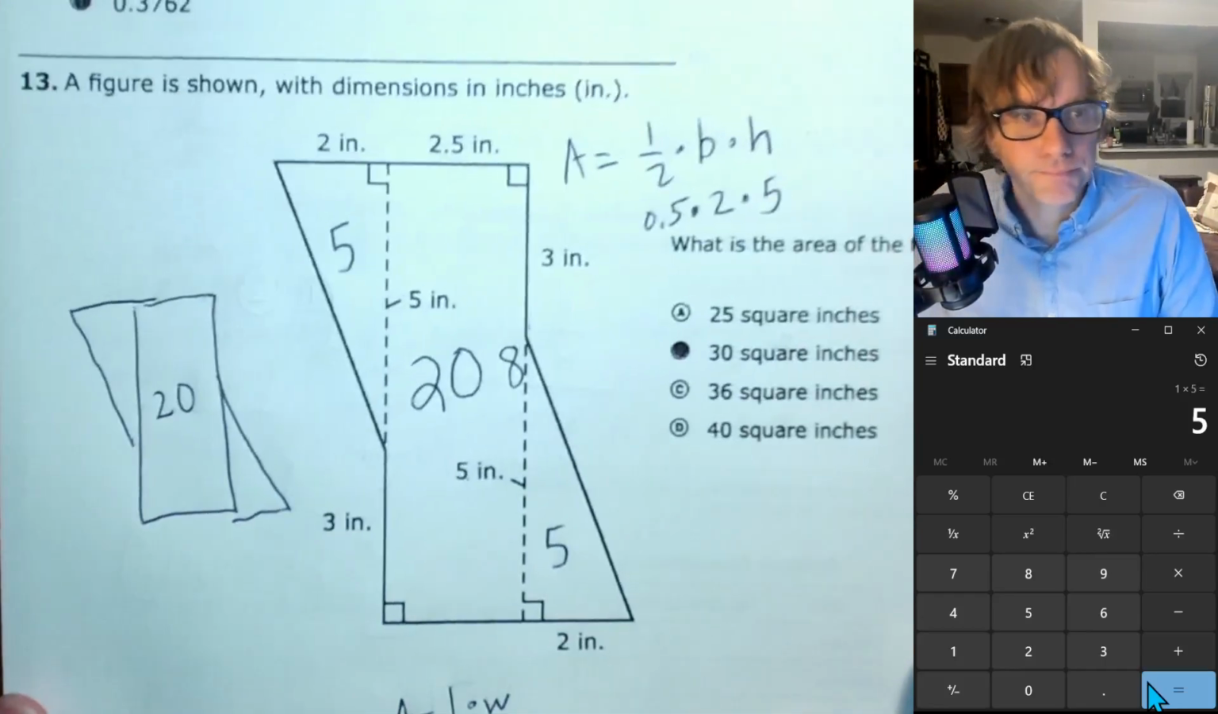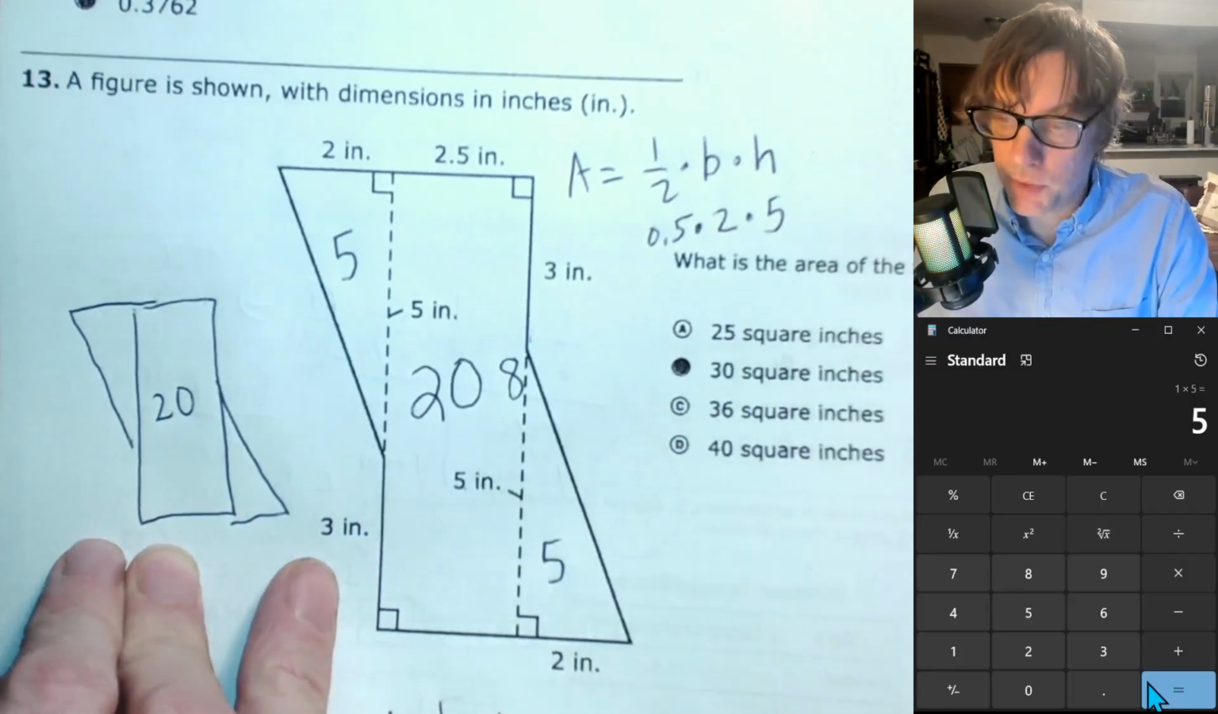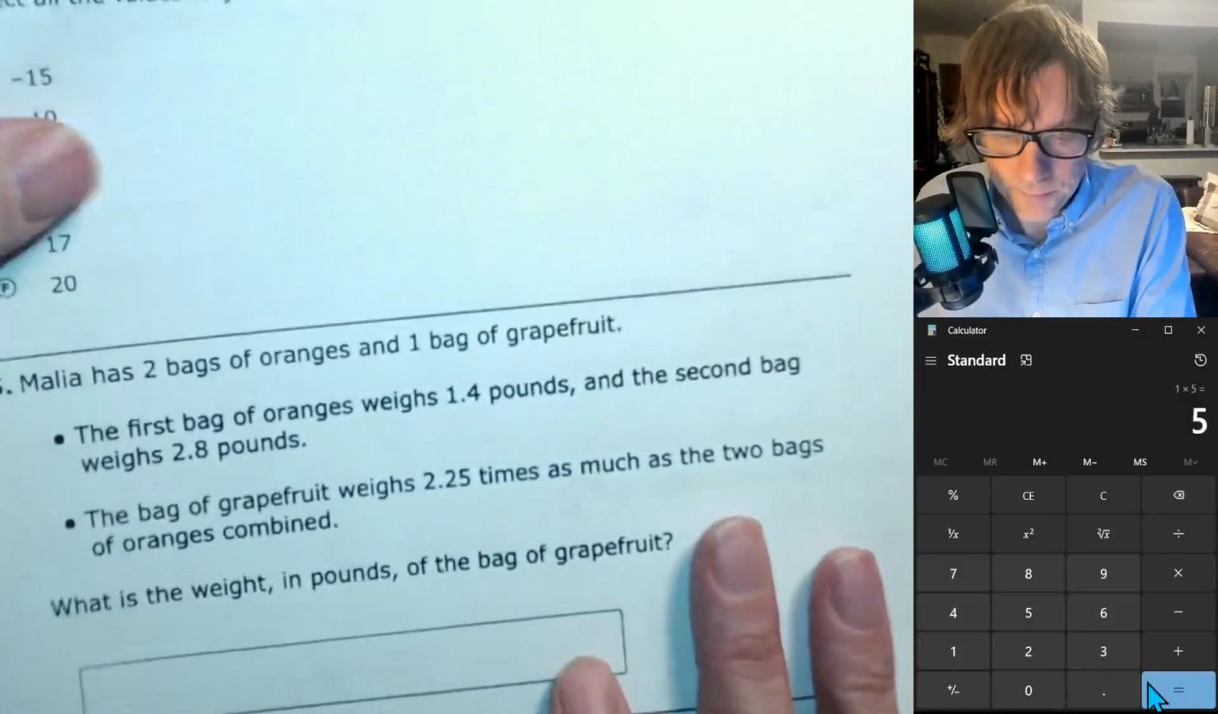Alrighty. See how easy this is, guys? These problems are pretty easy, and this was last year's FAST. All right, pretty simple.